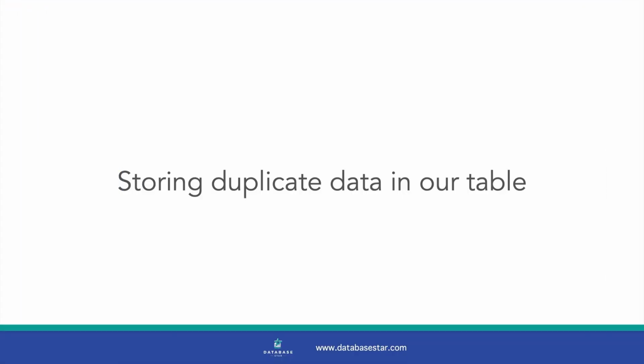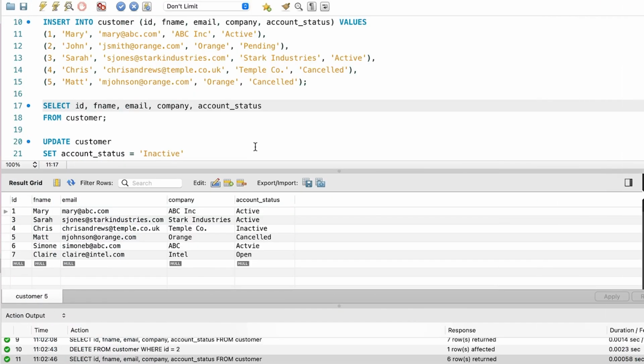Reason number 4 why this is not a good idea is that we're storing duplicate data within our table. We've got multiple records that have this value of active. You're probably thinking this is good, and you're right, we should have multiple active customers. If we had one, then it would be hard to have a business.